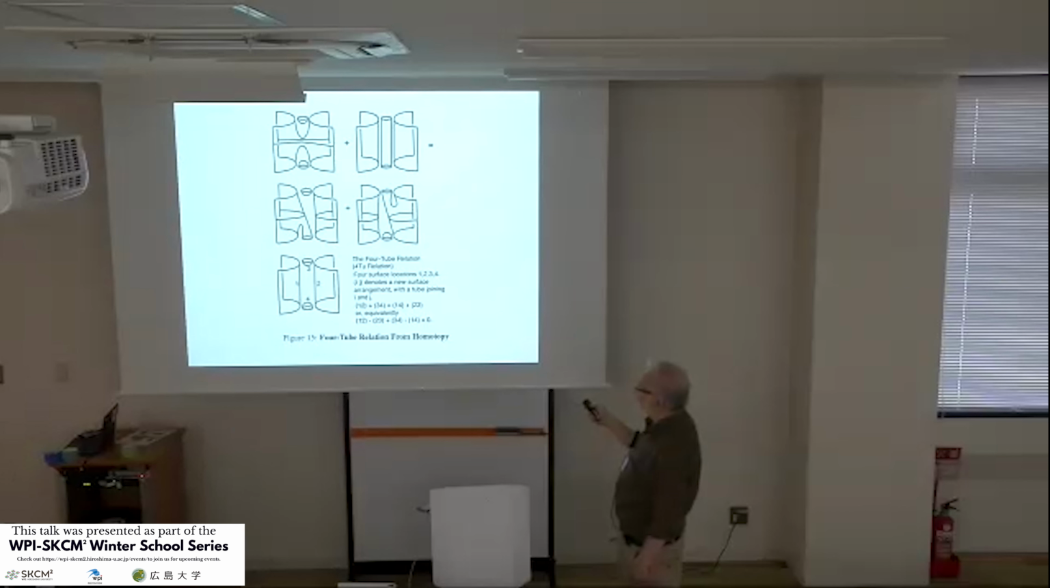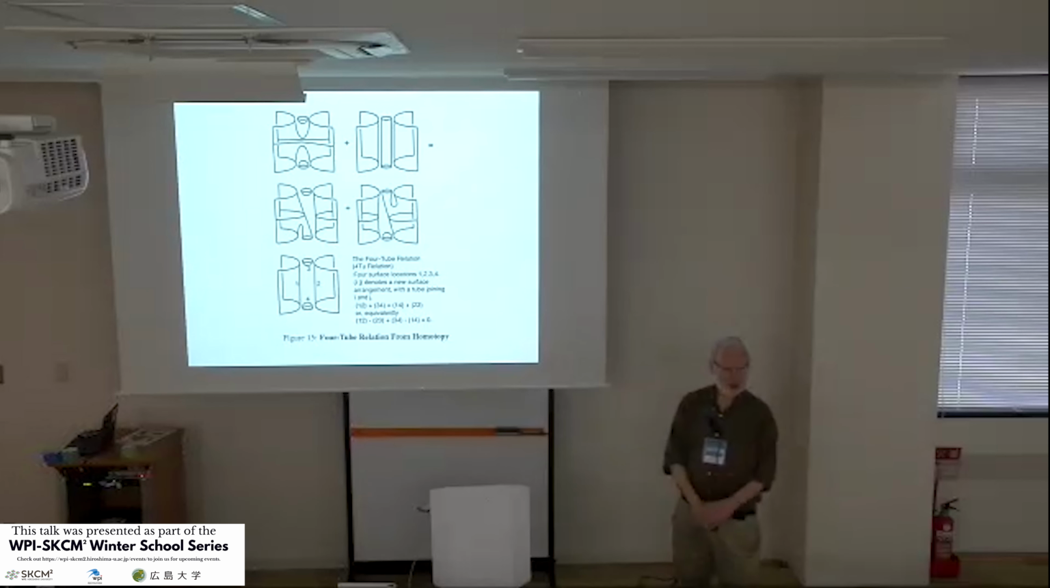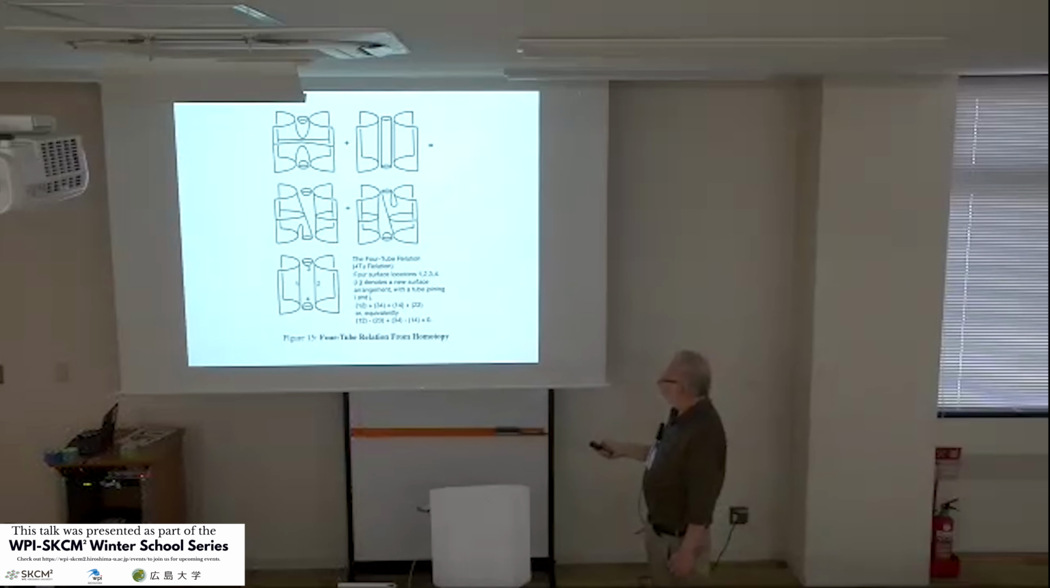And then in the first one, 1 and 2 have been connected by a tube. In the second one, 3 and 4 have been connected by a tube. In this one, 1 and 4, and in this one, 3 and 2. So you have 4 surfaces and 4 terms, and in each term you connect 2 of the surfaces by a tube. And you can assemble the whole thing, so you're thinking 1 and 2, 3 and 4, 1 and 4, and 2 and 3. There's some patterning there. I won't bother you with it.